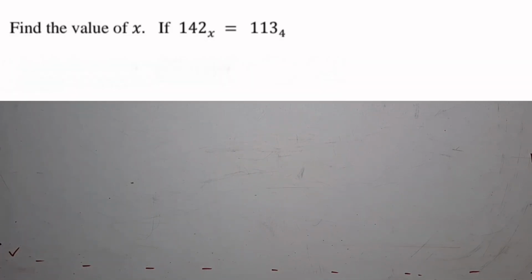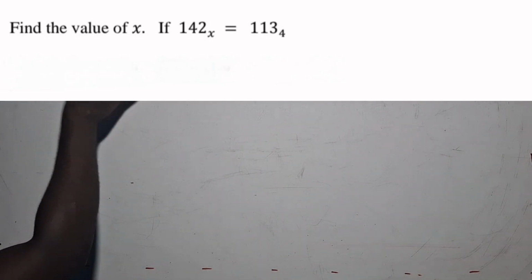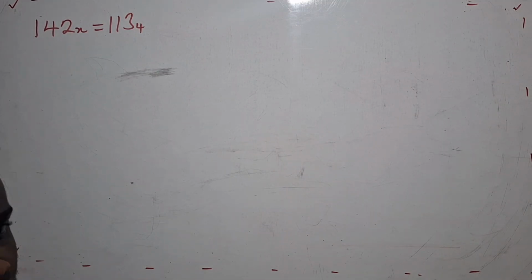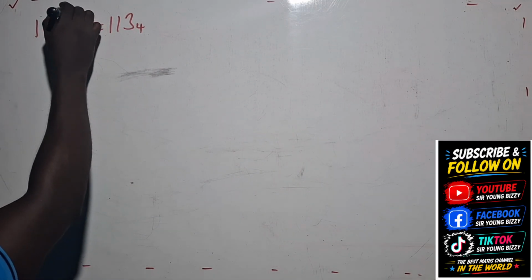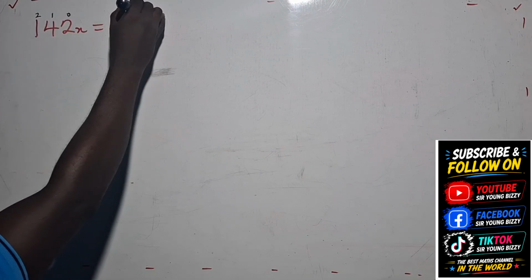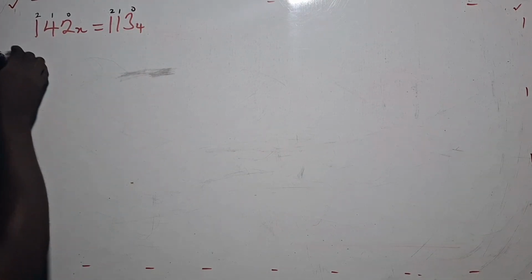So the question on the screen says, find the value of x if 142 base x is equal to 113 base 4. None of these is in the decimal base, so we have to change all to the decimal base. So let's write our powers: 0, 1, 2, and 0, 1, 2.